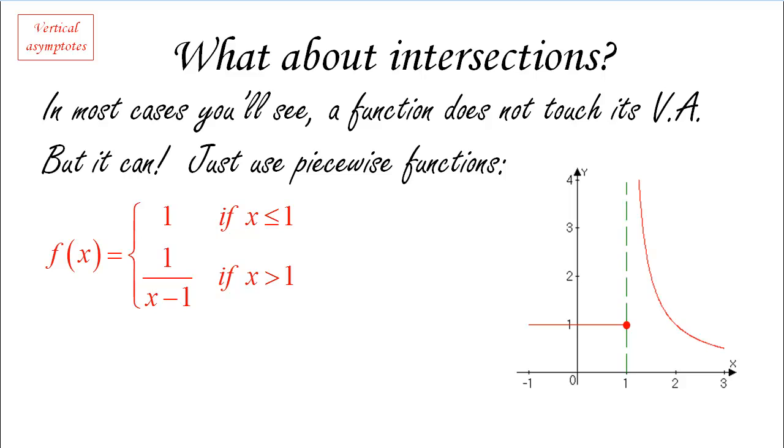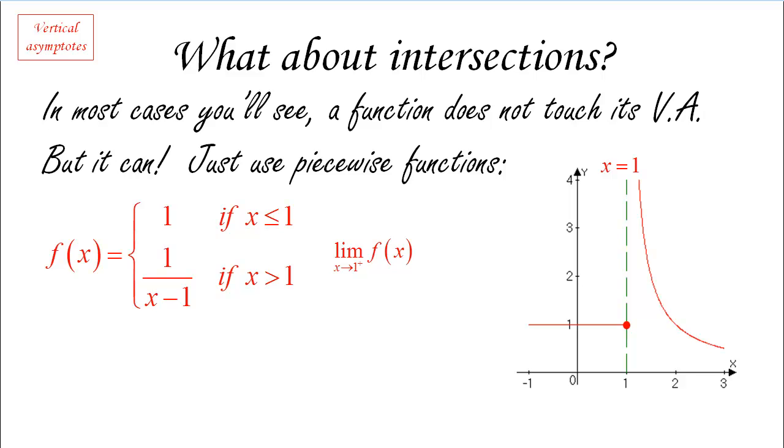And now let's have a look at the line x equal 1. Now, I claim that the line x equal 1 is a vertical asymptote, even though, as you can see, the function does touch it, does intersect it. Why can I say that this is a vertical asymptote? Well, I'm going to use the definition. I'm going to look at the limit as x approaches 1 from the right hand side of my function. Remember, this is one of the conditions that I need to have satisfied in order to have a vertical asymptote.